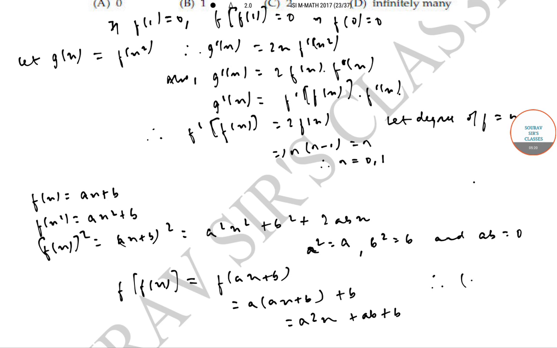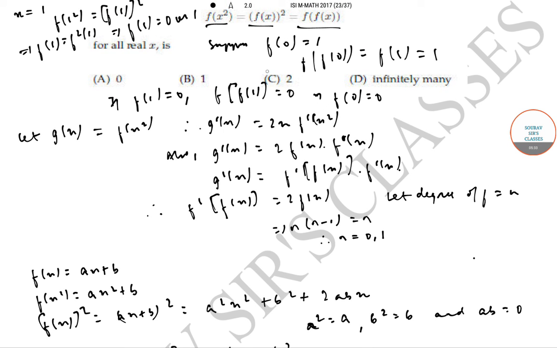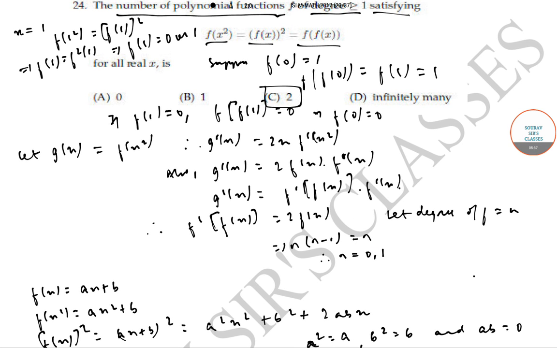Therefore, (a, b) can be (1, 0) or (0, 1). Hence, option C, that is 2, is the correct answer.